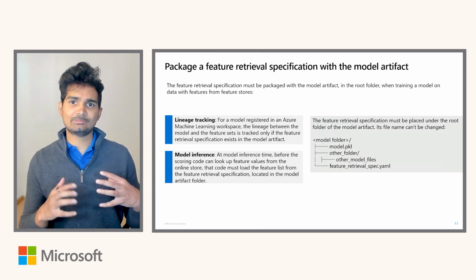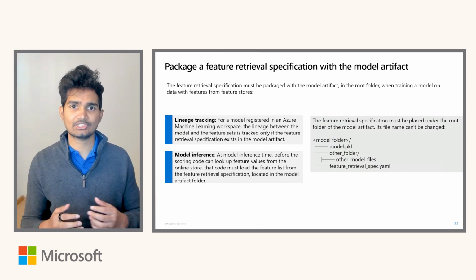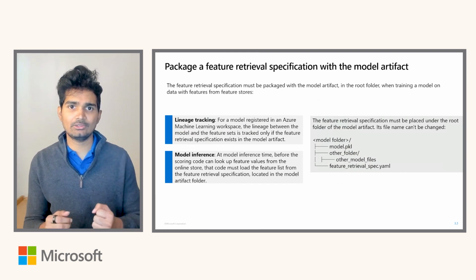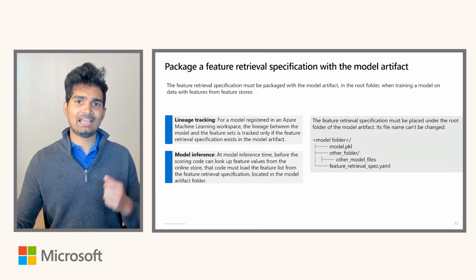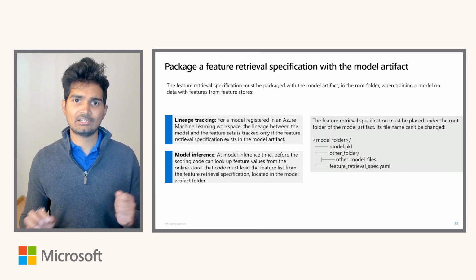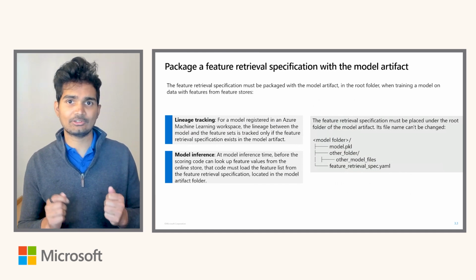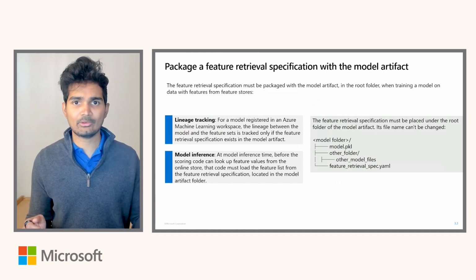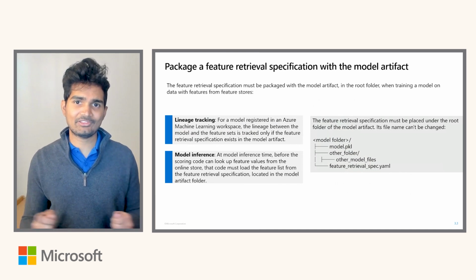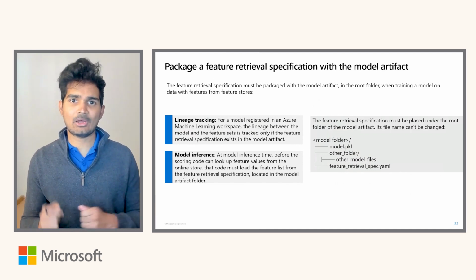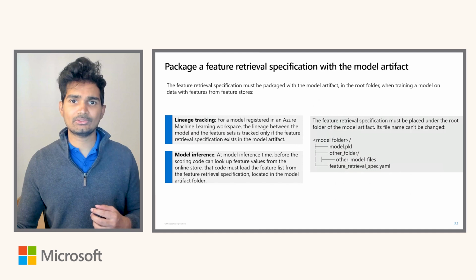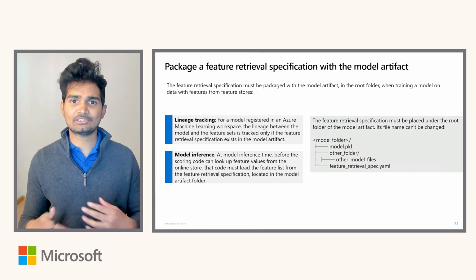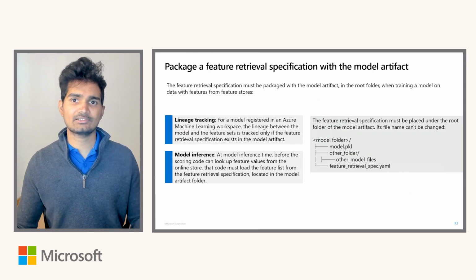To package a feature retrieval specification with a model artifact, it's essential to include the specification in the root folder of the model artifact. This practice ensures proper lineage tracking and accurate model inference. For models registered in an Azure Machine Learning workspace, the lineage between the model and the feature sets is tracked only if the feature retrieval specification exists in the model artifact. At inference time, the scoring code must load the feature list from the feature retrieval specification found in the model artifact folder.